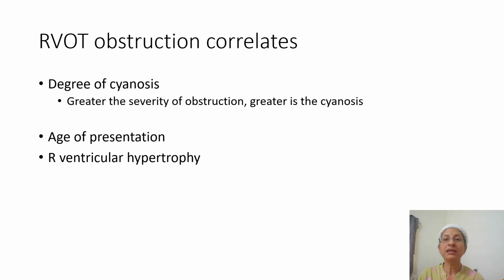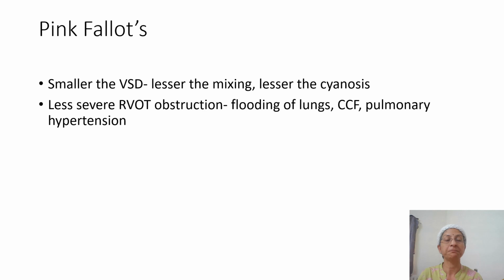Secondly, the greater the degree of obstruction, there will be earlier age of presentation and there will be greater degree of right ventricular hypertrophy, because right ventricular hypertrophy is directly proportional to whatever impediment there is to the outflow of the right ventricle. So it has to overcome that obstruction, so it will hypertrophy in a greater manner.